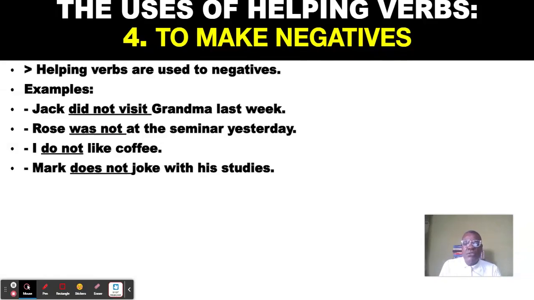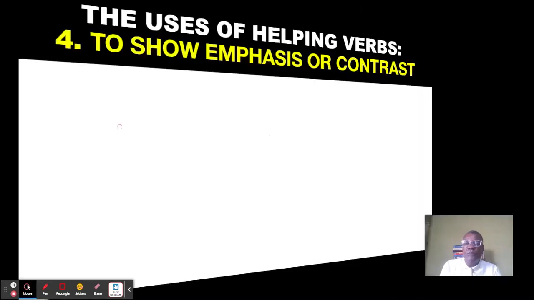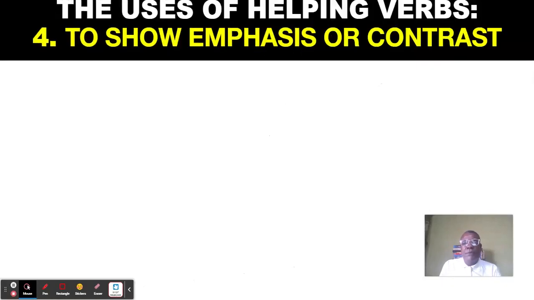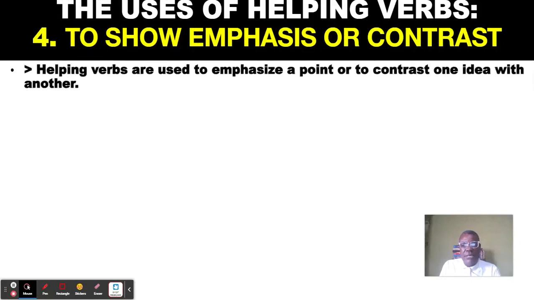Mark does not joke with his studies. You can also shorten it. Mark doesn't joke with his studies. Another use of helping verbs is to show emphasis or contrast. Okay? Helping verbs are used to emphasize a point or to contrast one idea with another.